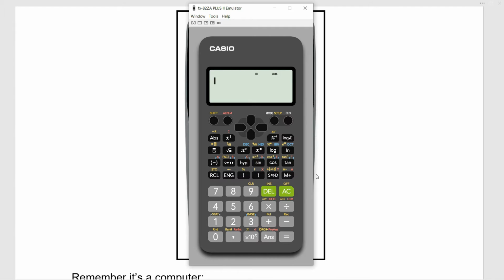Alright, one of the first things to say about using a calculator is it's just a tool and it is a computer. So if your answer looks completely crazy, then retype it. Typing errors are very much part of using our calculators, and we need to be mindful of it.